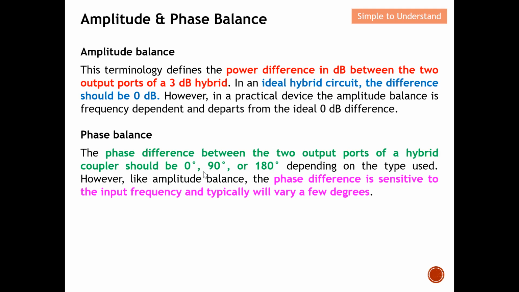Same as the amplitude balance, the phase difference is sensitive to input frequency, and typically we cannot have exactly 0, exactly 90, or exactly 180. There will be some variation of a few degrees. For example, instead of 0, I can have 1 or minus 1 degree of difference. Likewise, instead of 90, let's say I have a 91 or 92 degree difference, or maybe 88 or 89, which is still considered acceptable. All of this is known as phase balance.